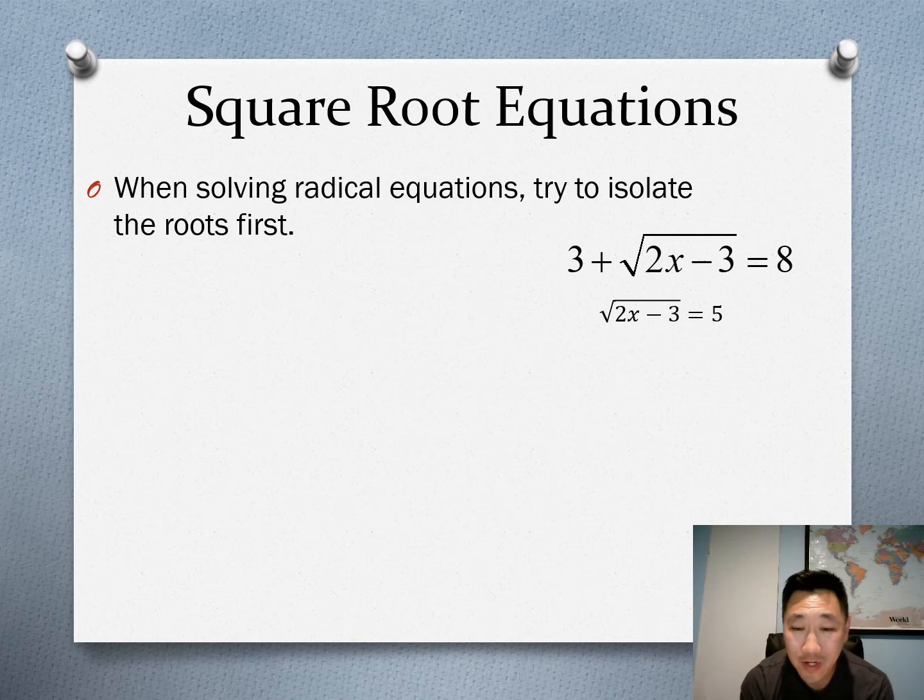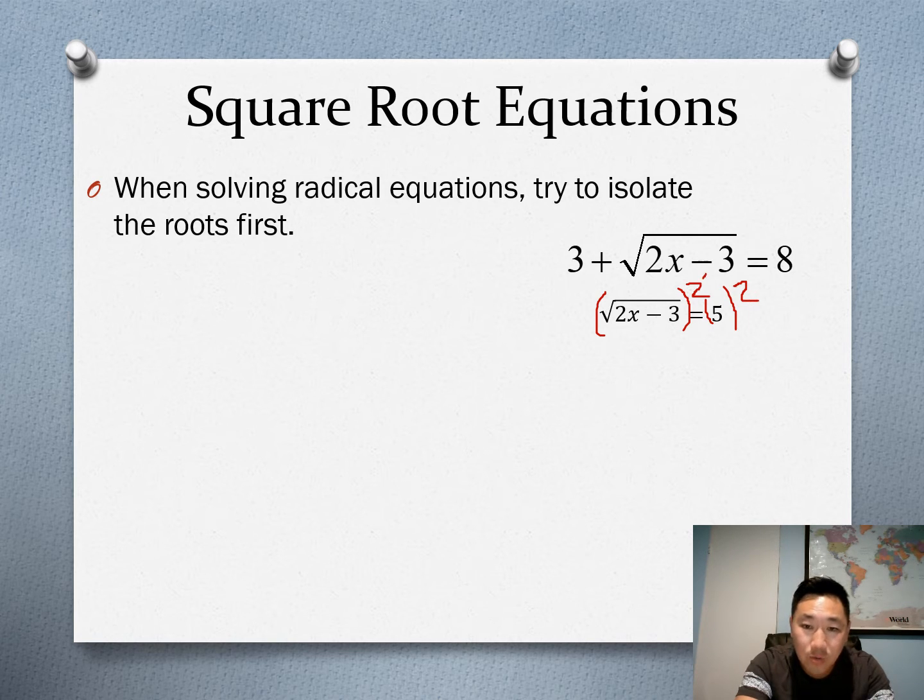You have to get rid of that square root. How do we get rid of a square root? To get rid of a square root, you do the opposite. You square the whole equation. So you put the whole thing in parentheses and square it. And then remember, with equations, whatever you do to one side, you have to do to the other side. So put the 5 in parentheses, not really necessary, but just to stay consistent, and square it.